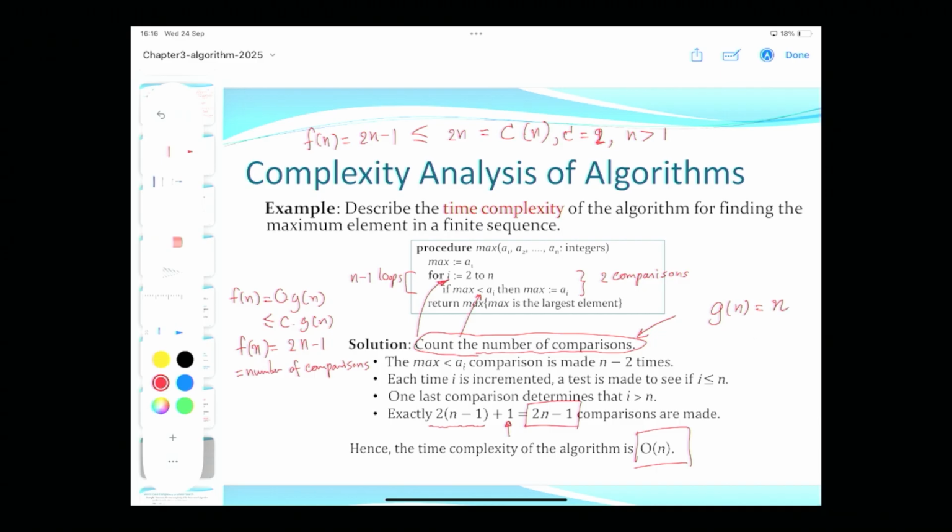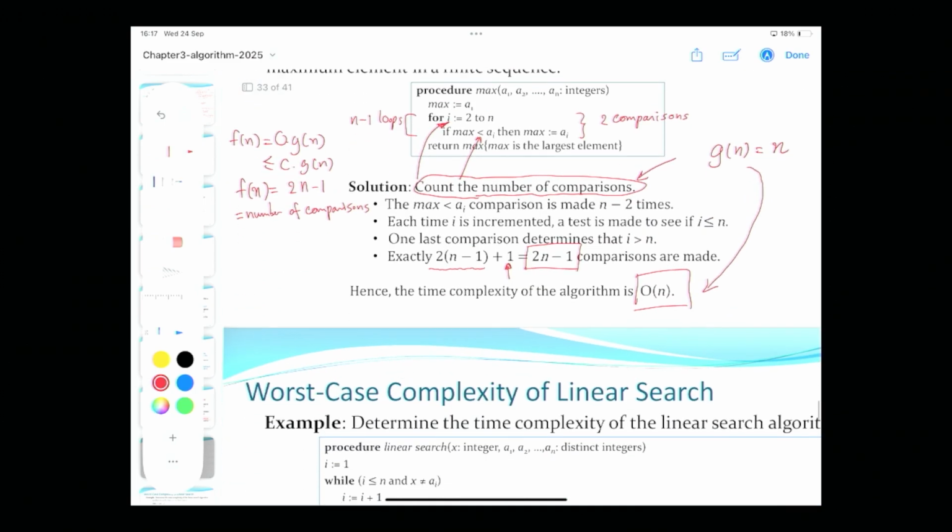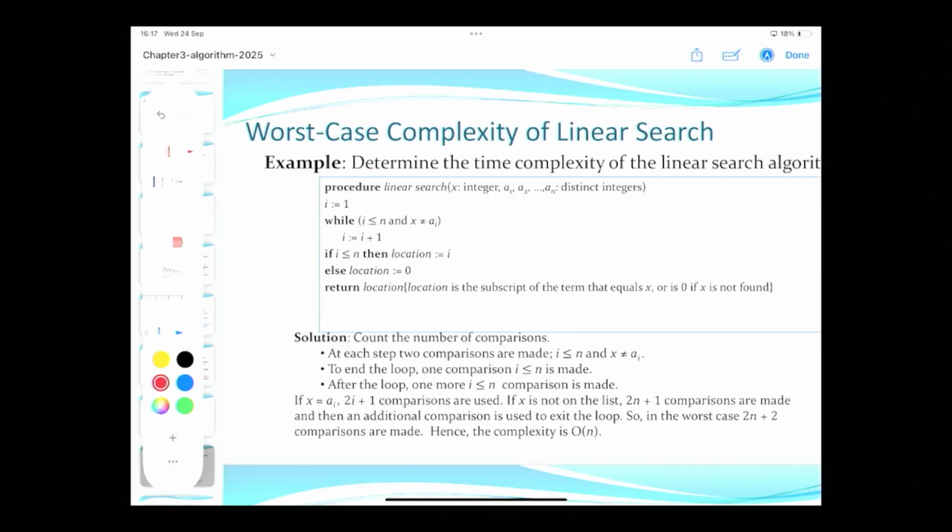Linear time complexity here. So now we see that the complexity of an algorithm can be obtained when we consider the number of comparisons. That's the function f(n), and then later we find the big O, which is g(n). Okay. Next, let's see the linear search algorithm.